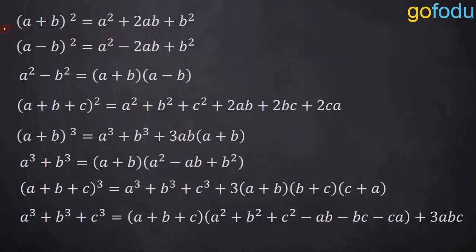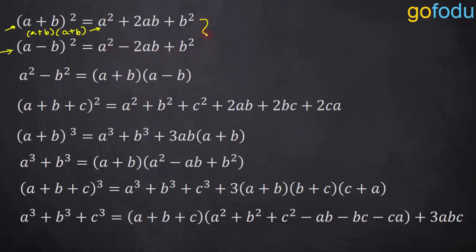Now, this first one is pretty basic. A plus B whole square is A square plus 2AB plus B square. Now, this is nothing but A plus B multiplied with itself. You open the bracket and you will get this expansion. Next, you put minus B in place of B. You will get this one. A minus B whole square is equal to A square minus 2AB plus B square.